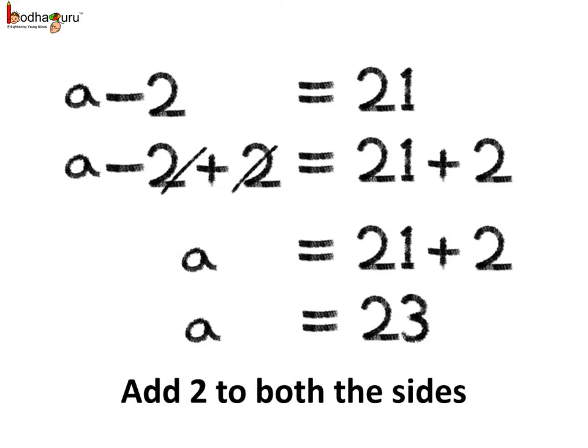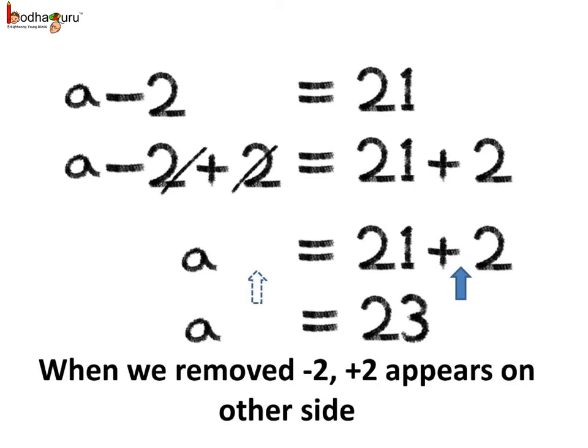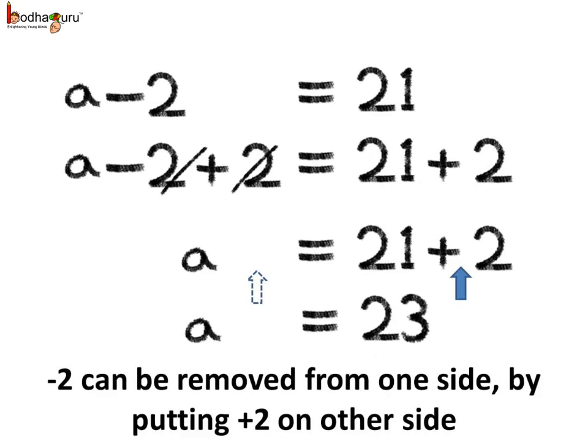Now coming back to our solution, look again how we solved the problem. When we added 2 to both the sides of the equation, it disappeared from the left hand side, but it appeared on the right hand side as plus 2. So we see minus 2 can be removed from one side by putting plus 2 on the other side of the equation.